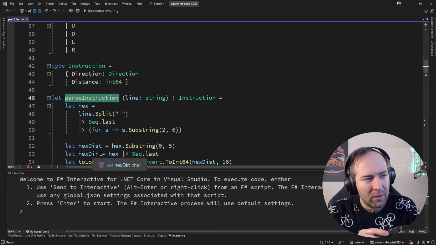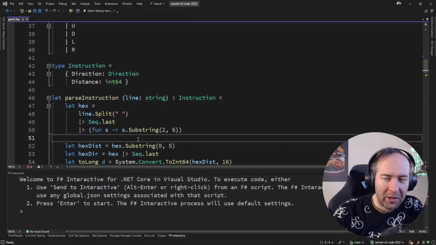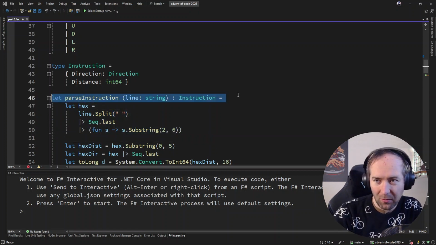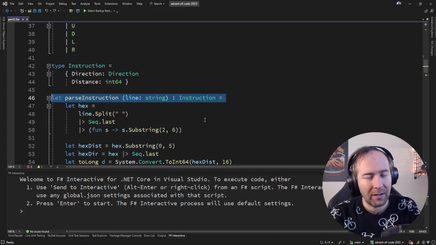It's almost the same, but instead of using really small numbers, we're using really big numbers, and then raycasting is off the table. You need to use something like shoelace and Pick's theorem. So let's take a look at how I solved part 2 with the really big numbers.